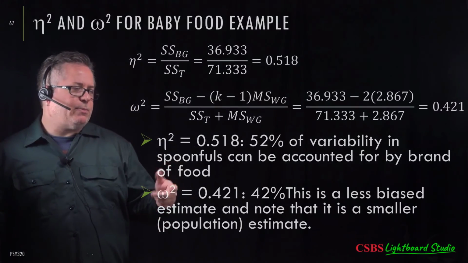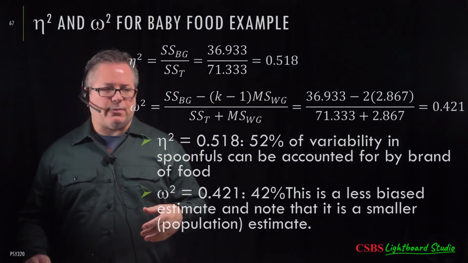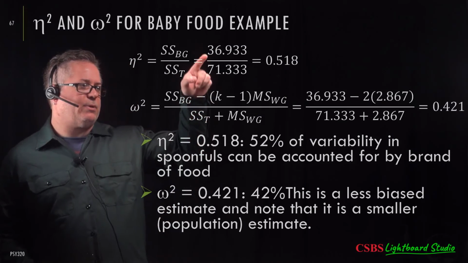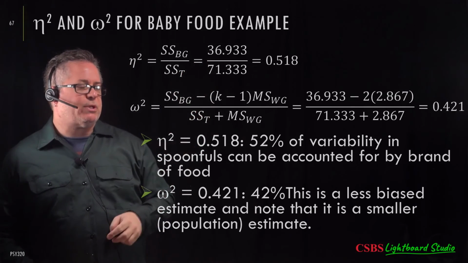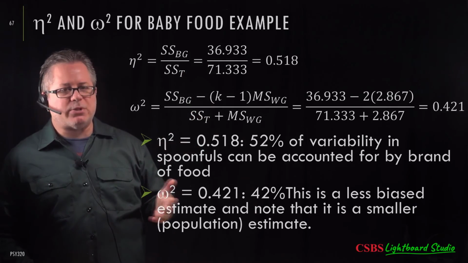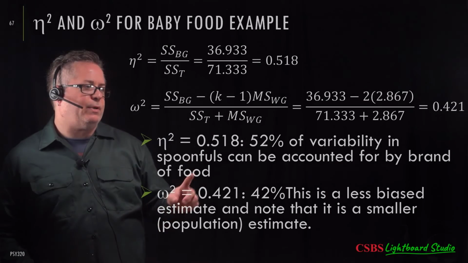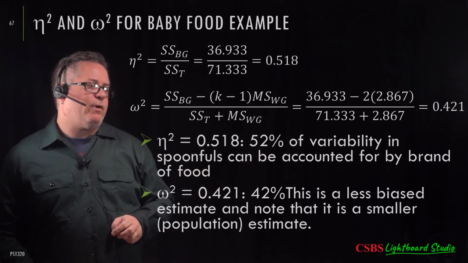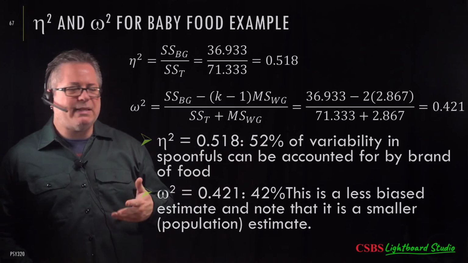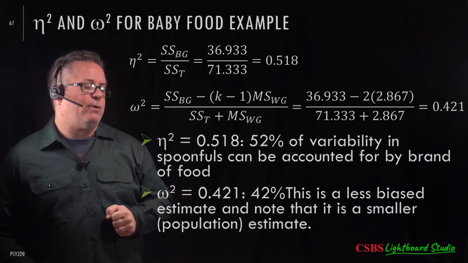So let's plug some of these numbers in. Going back to our ANOVA table, our sum of squares between groups was 36.933. Our sum of squares total was 71.333. We divide those out and you get 0.518. You can see the eta squared is 0.518, which means roughly 52% of the variability in spoonfuls of peas can be accounted for by brand of food.